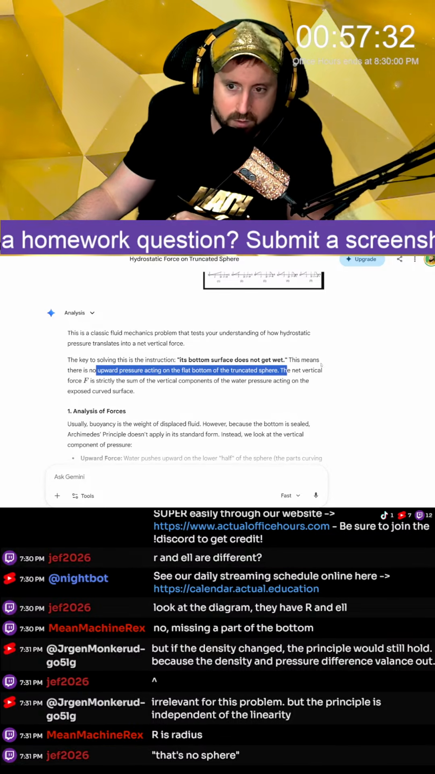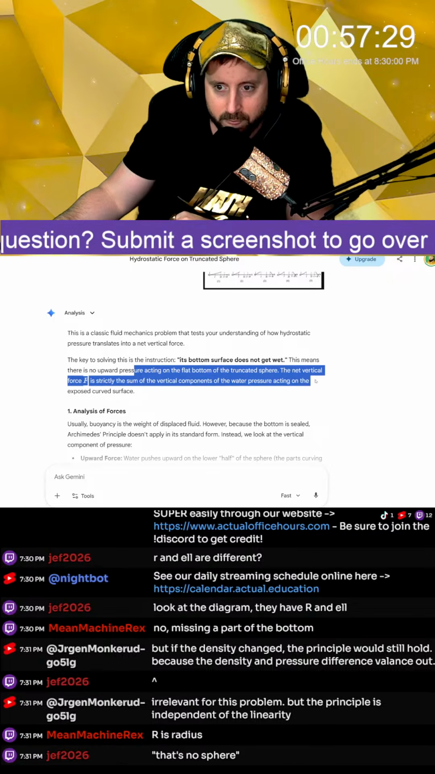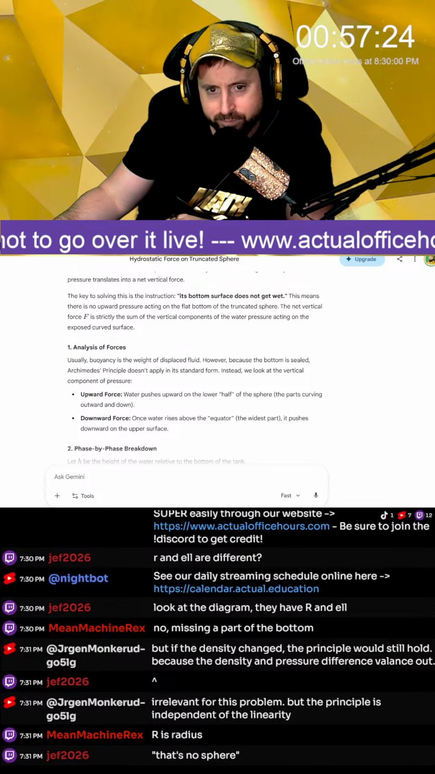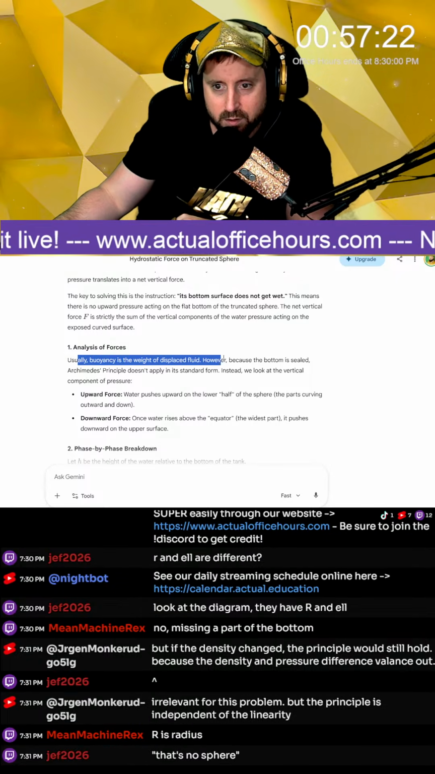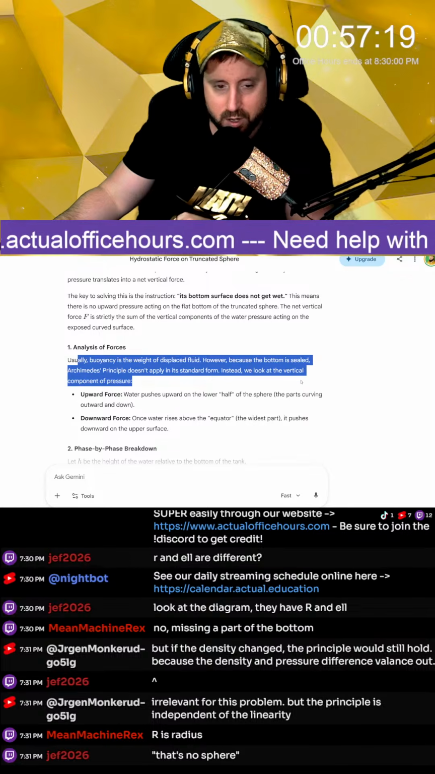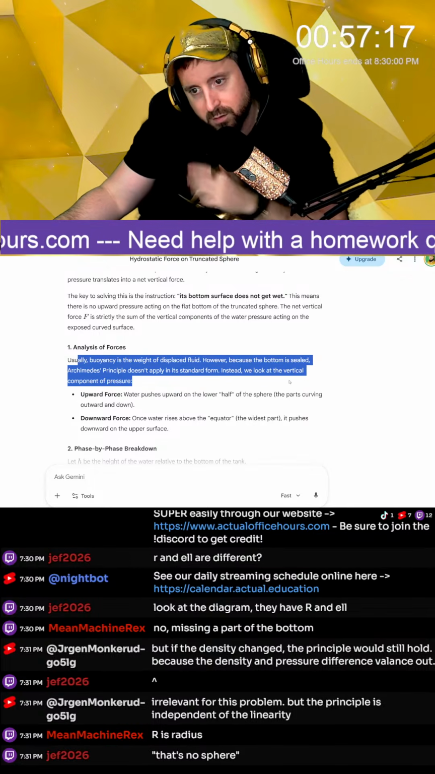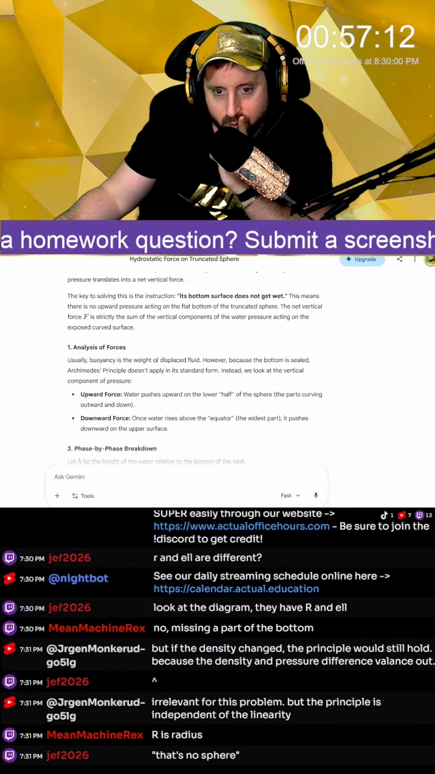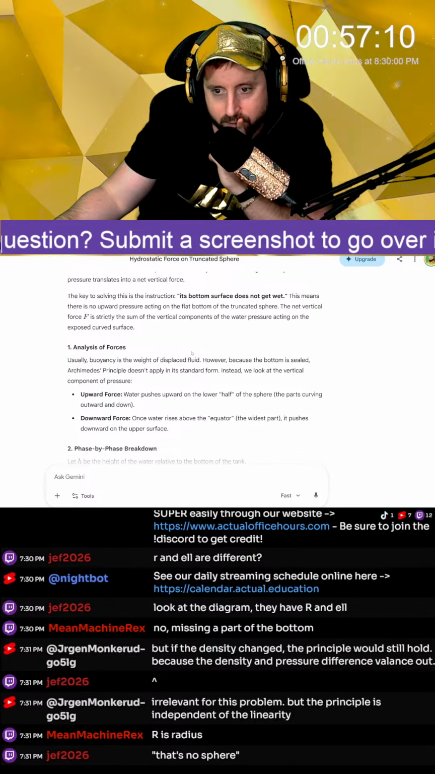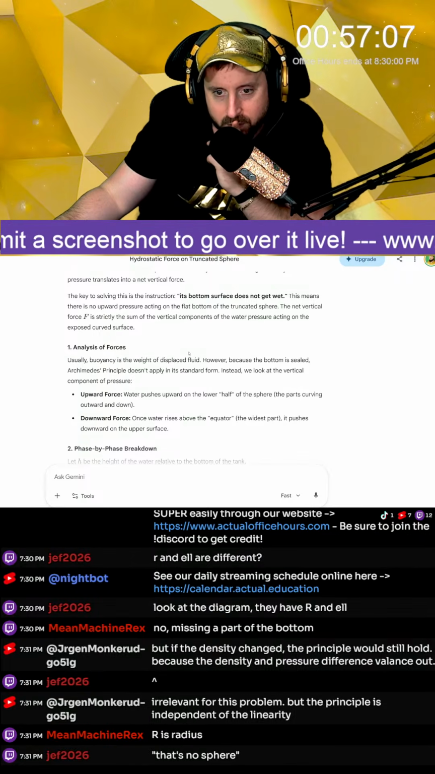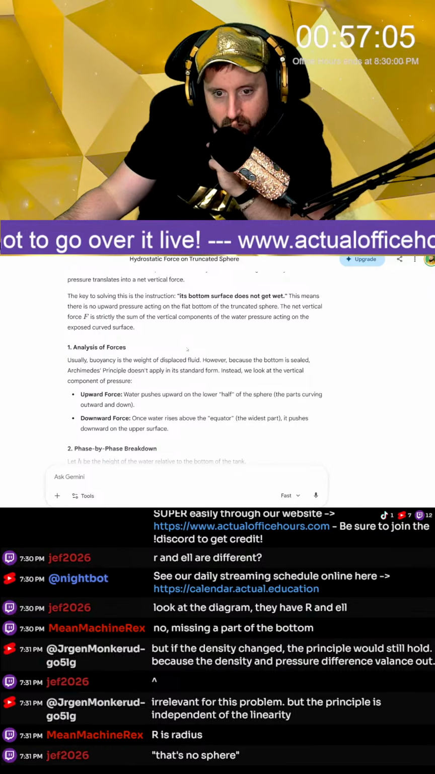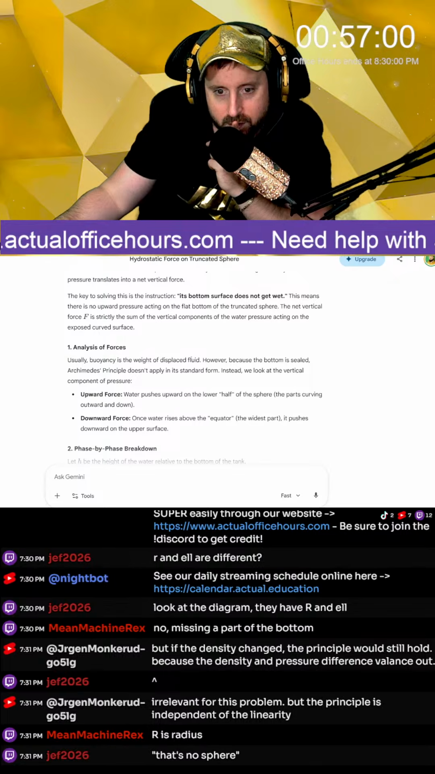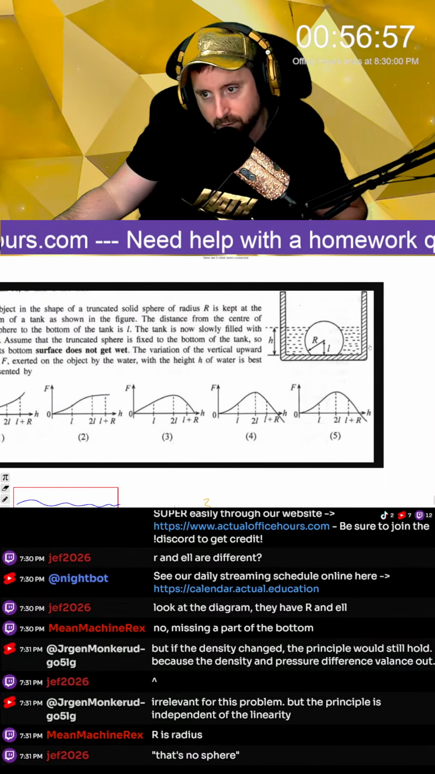Okay, cool. All right. So, yeah, there's no upward pressure acting on the flat bottom. The net vertical force is strictly the sum of the vertical components of water pressure along this. Usually buoyancy. However, because the bottom is sealed, it doesn't apply. Oh, no. Okay. Water pushes upwards on the lower half of the sphere, the parts curving outward and down. Yes. Once the water rises above the equator, it pushes downwards. Okay, I can agree with that.